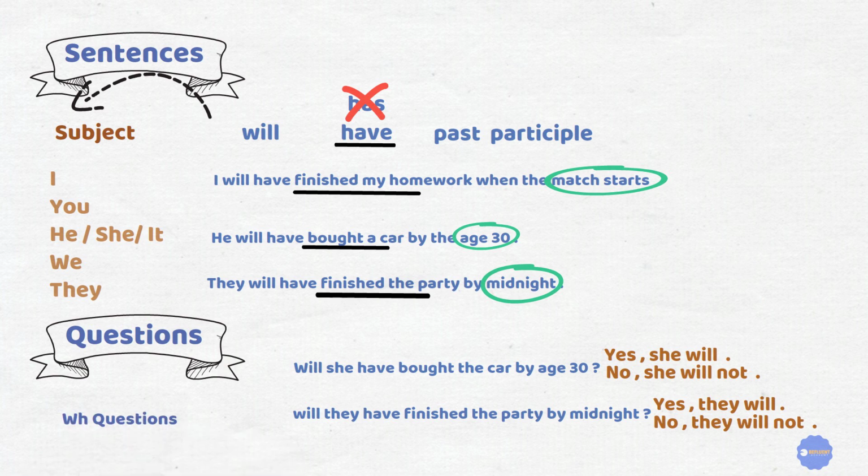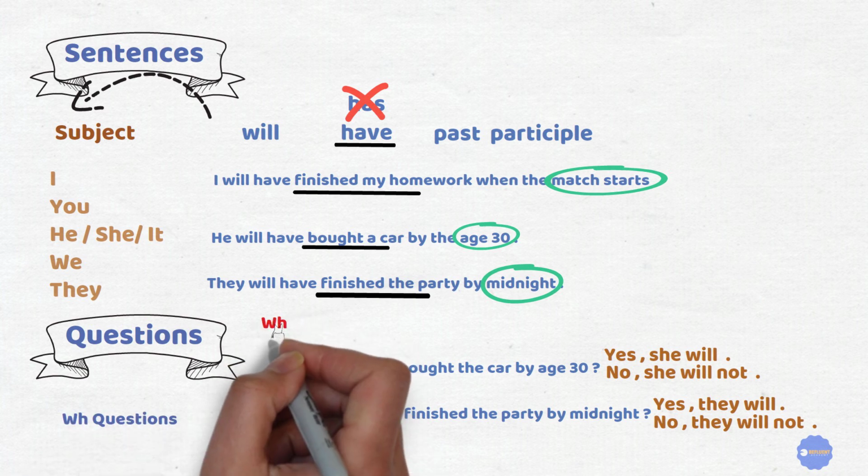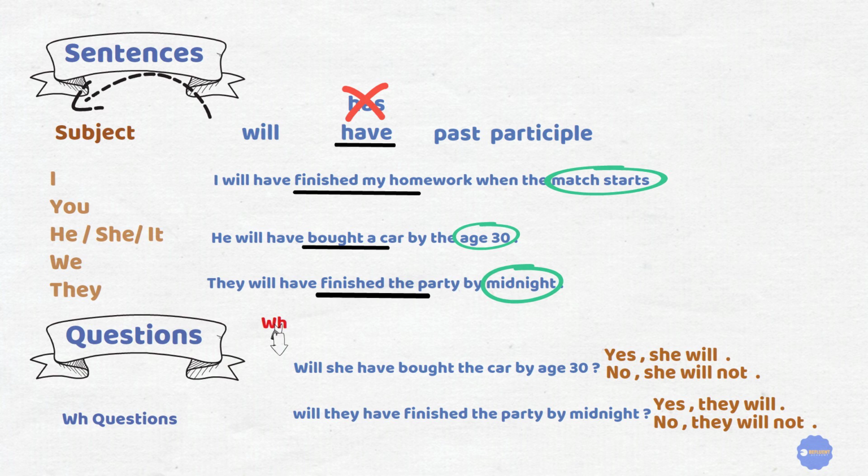How to form WH questions? We just add the WH word before will. So it will be like, how will he have bought the car by age 30? Why will we have finished the party?